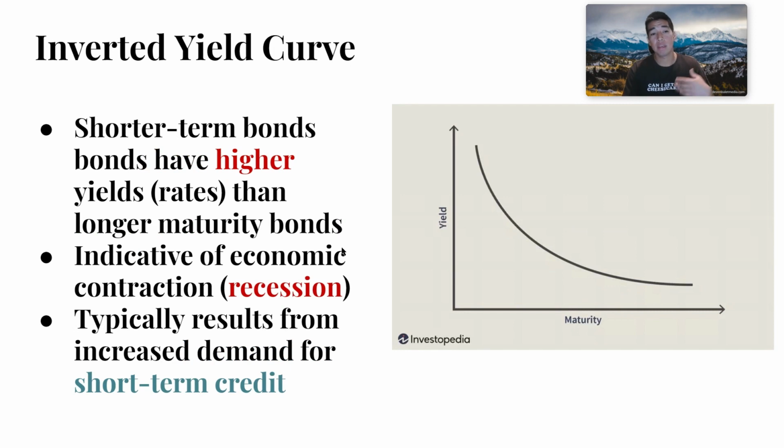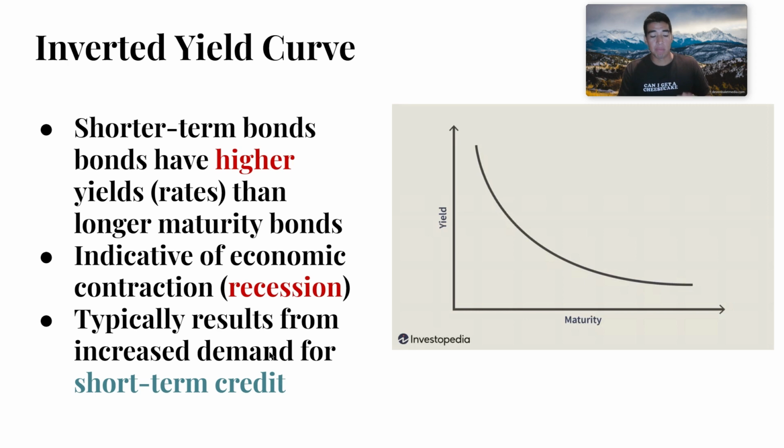Inverted yield curve. This is the exact opposite. Again, we'll move to flat as we go to the inverted yield curve. Shorter term bonds have higher yields or rates than longer term bonds. So if you look at the graph here, just the opposite of normal. Over here on the shorter length maturity, we will have higher rates, and in longer length, you'll have lower rates. And it's indicative of the opposite, economic contraction or recession. So you can usually use that as a warning sign.